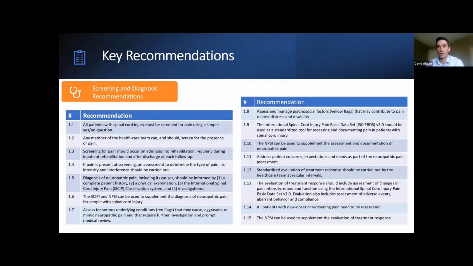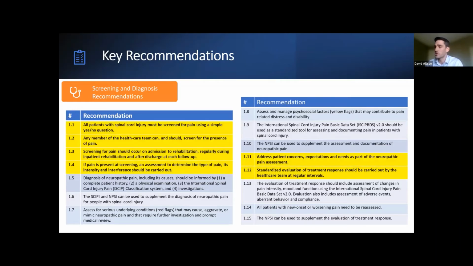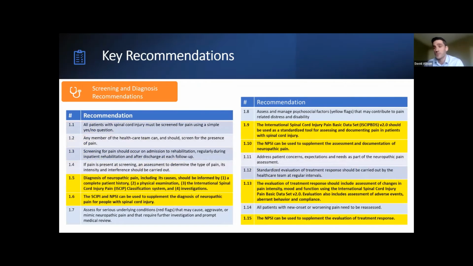They give a thorough explanation of exactly how to go about doing screening and diagnosis. But just to give a very brief overview, generally what we have in these recommendations are items related to who on the healthcare team should be performing the screening and diagnosis, how they should go about it, and when and how regularly they should be performing reassessments. There are also items related to specifically what tools are appropriate for diagnosing and screening for neuropathic pain after spinal cord injury.